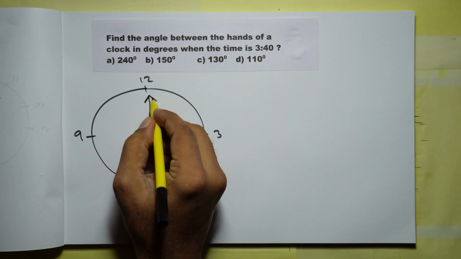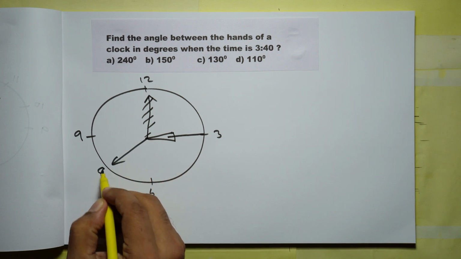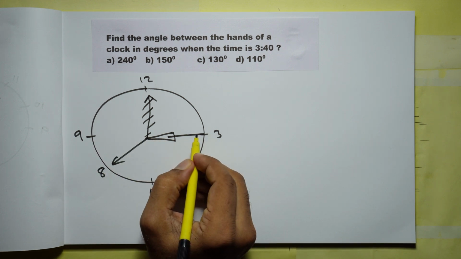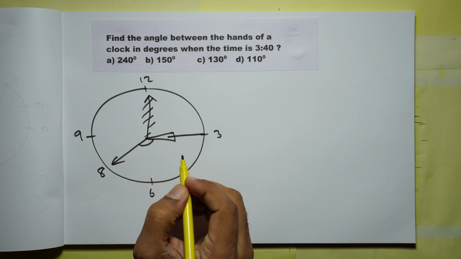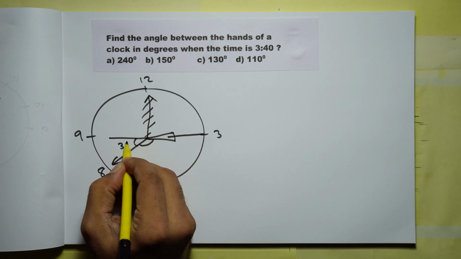From 3 to 3:40, the minute hand moves from 12 all the way up to 8. So if the hour hand is fixed here, then what will be this angle? Between 8 and 9 is 30 degrees.